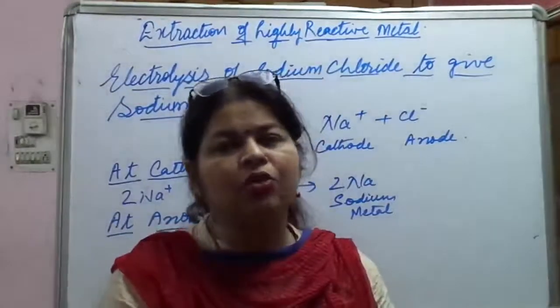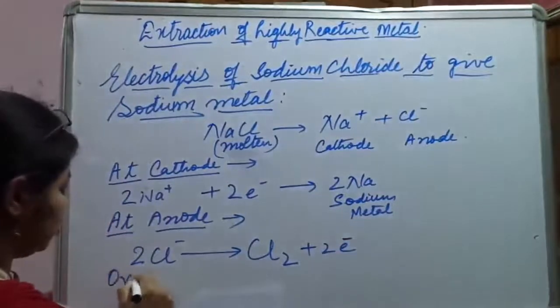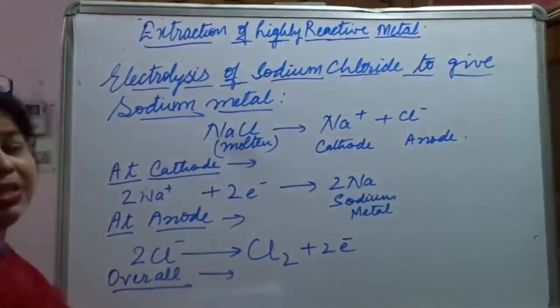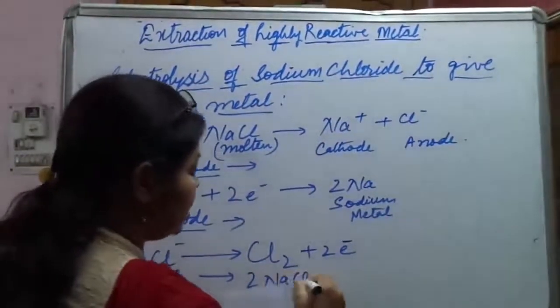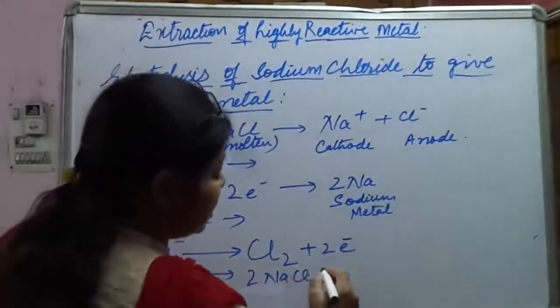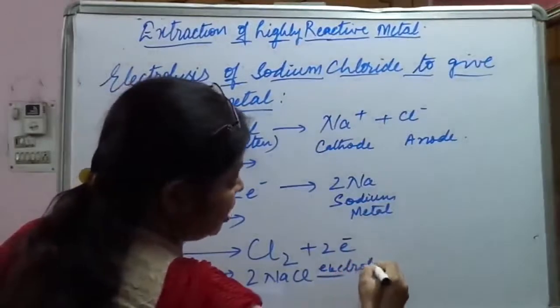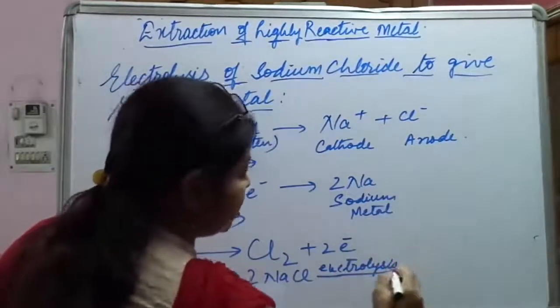So if we see the overall reaction, how will the reaction take place? See, 2NaCl arrow, what are they going to do? On passing electric current, or electrolysis, how is the reaction taking place?